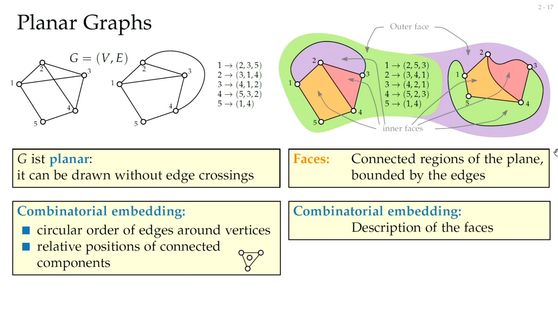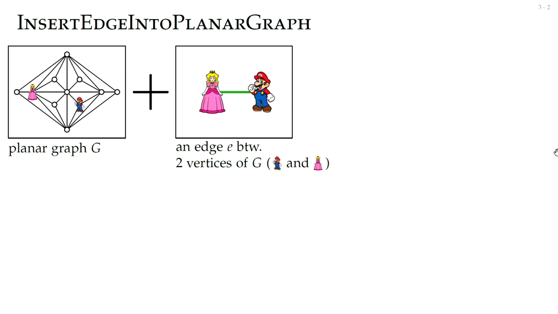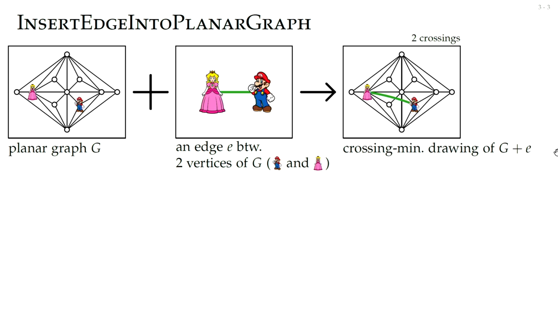So in order to do that, we of course need some problem. So I'll give you a very simple problem. You have a planar graph, and now you have two vertices, Mario and Peach, and you want to connect them via an edge. And of course you would like to do this in a planar way, but sometimes it's not possible, like here. Whatever we do, we need crossings, so we want to do this in a way that we have a minimum number of crossings.